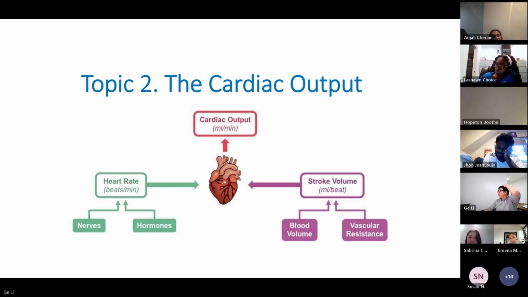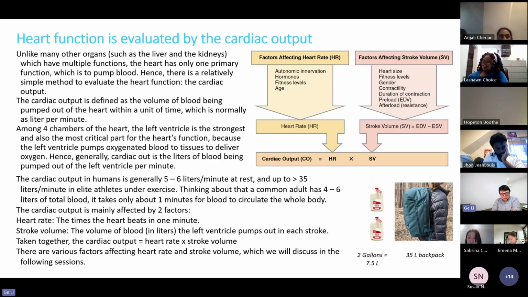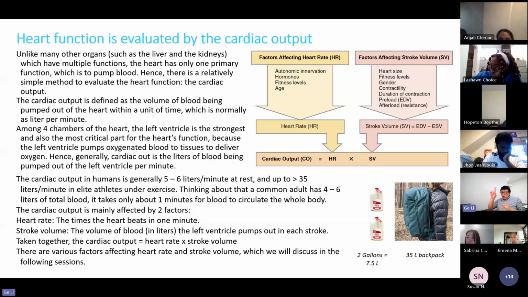So, why do we talk about cardiac output? That's because how do we evaluate the heart function? And what's the function of the heart? In our body, we have many different organs. We have liver, heart, stomach, kidney. The liver and the kidney have multiple different functions. But the heart basically has almost only one major function, just to pump the blood. It's mainly made of muscle.